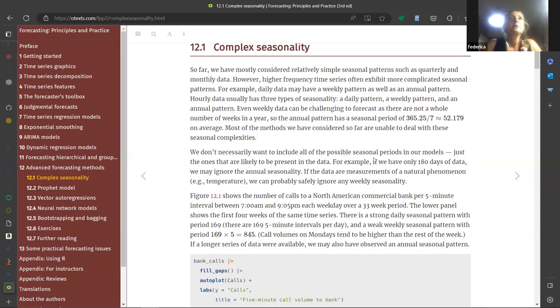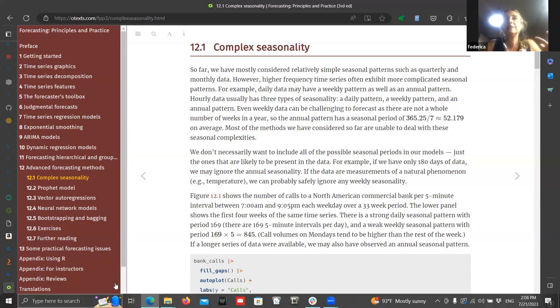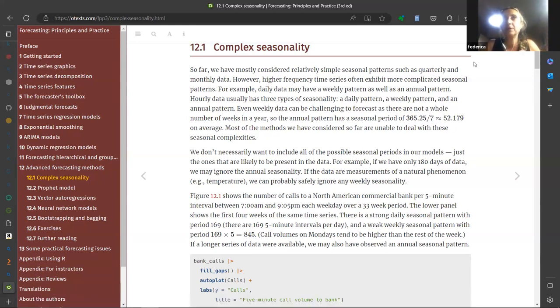And so for this reason, we might need a bit of adjustments on our models to be able to catch these infra patterns, okay? And this can happen as well if we have hourly data.